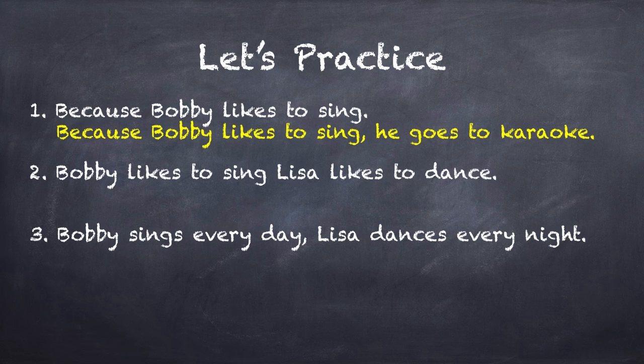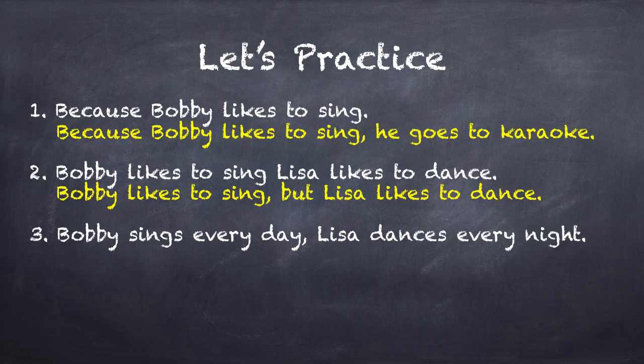The second sentence, Bobby likes to sing Lisa likes to dance, is a run-on, because it has two independent clauses with no punctuation in between them. In order to fix this, we can add a comma and a coordinating conjunction and write: Bobby likes to sing, but Lisa likes to dance.